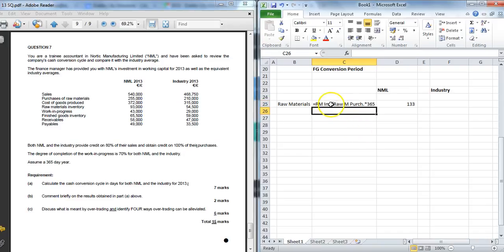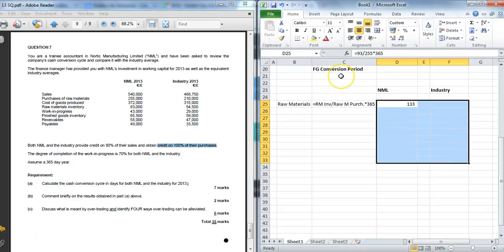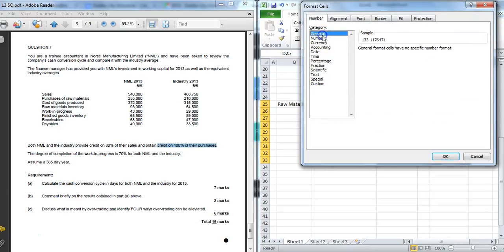So the formula is raw material inventory over raw material purchases, and again you have credit on 100% of purchases. So you're typically only interested in a question dealing with credit purchases or credit sales, because cash sales have no impact in terms of trade receivable or trade payable days. So in this case we have 100% of our purchases on credit, therefore we used 100%, and it will be 93 over 255 times 365. Again, we'll just try and keep that in the center.